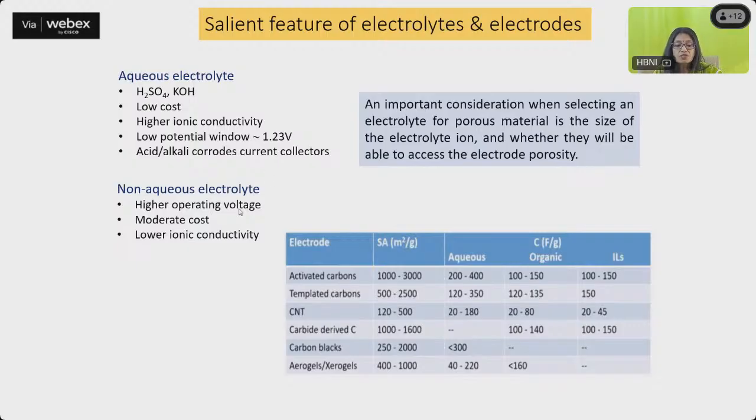In case of the non-aqueous electrolyte, the advantage is obviously you have a higher operating voltage. Cost is going to be a little bit costly compared to your aqueous electrolyte. And another very big drawback is the lower ionic conductivity.